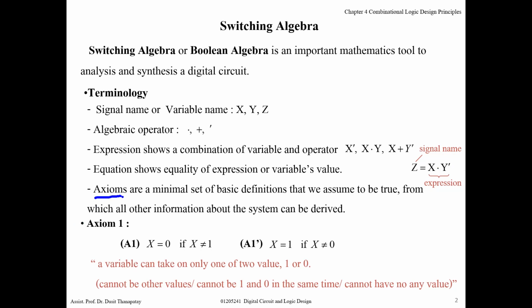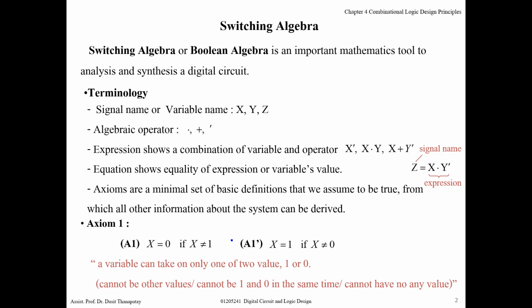An axiom is the minimal set of basic definitions that we assume to be true, from which all the information about the system can be derived. For example, axiom 1, A1: x is 0 if x is not 1, or x is 1 if x is not 0. What does it mean? This defines the value of the signal in the digital system.